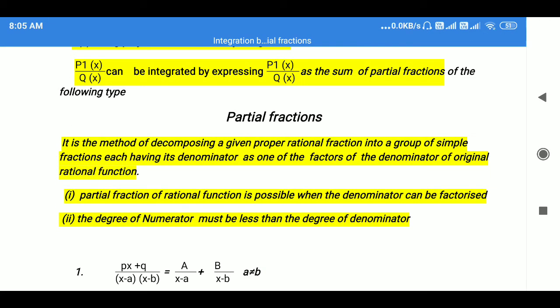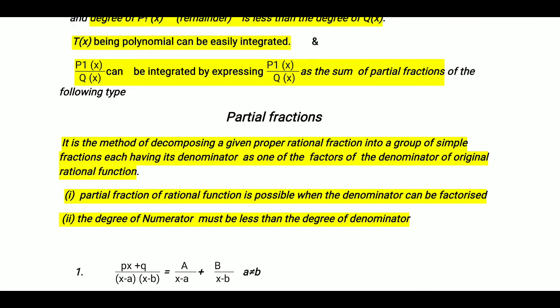Now, what is partial fraction? It is the method of decomposing a given proper rational fraction into a group of simple fractions, each having its denominator as one of the factors of the denominator of the original rational function.